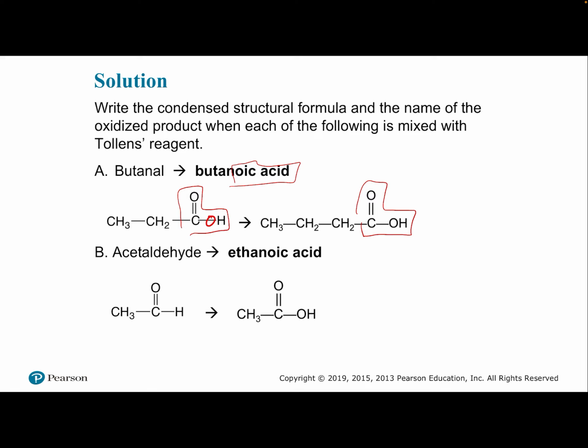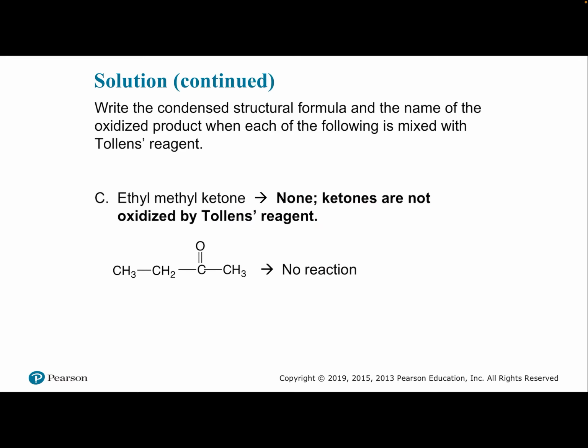Acetaldehyde, or ethanal. This guy has 2 carbons. Again, we're turning that into a carboxylic group, and then "oic acid" is what we say. So ethanal becomes ethanoic acid, but we'll name those later in that chapter. The last one, the ketone, you had to remember ketones can't oxidize. So nothing to draw, nothing to name.